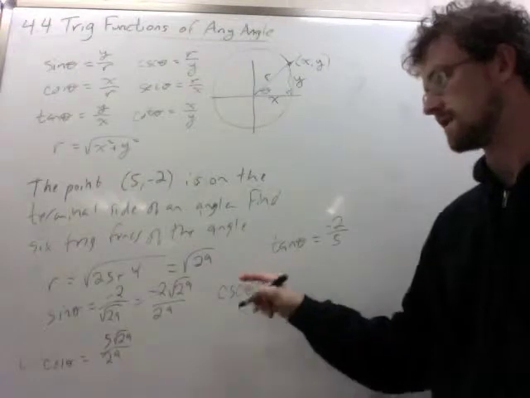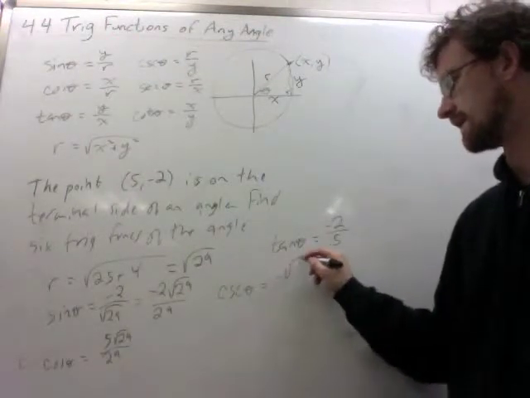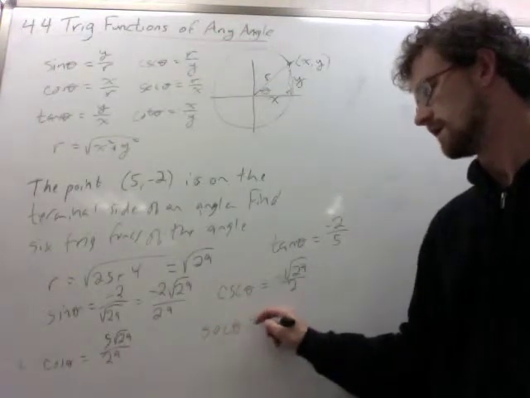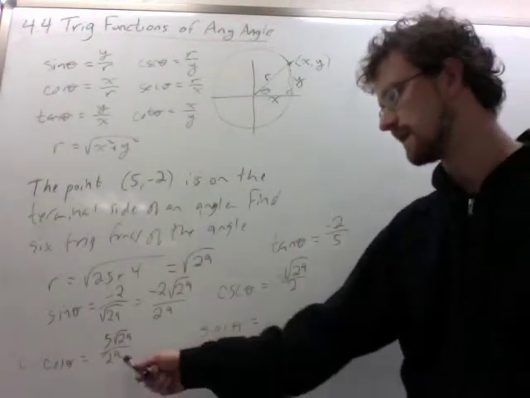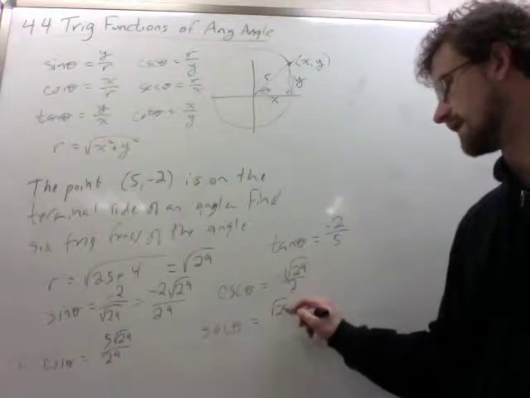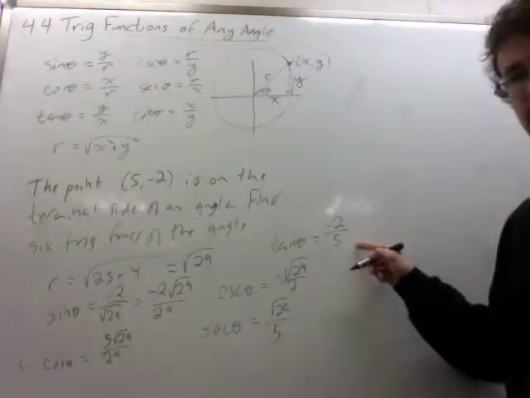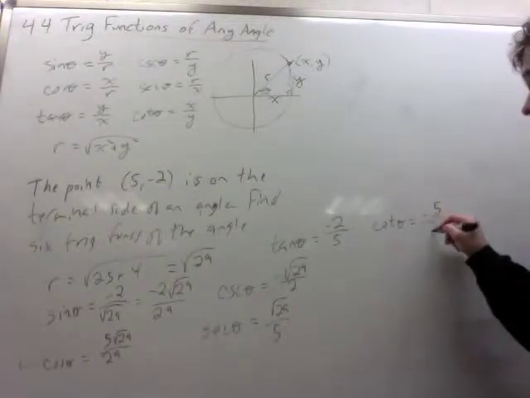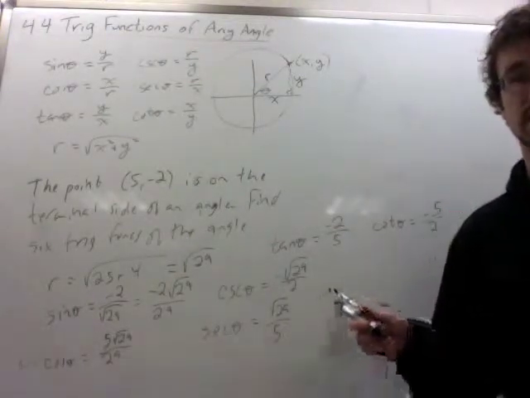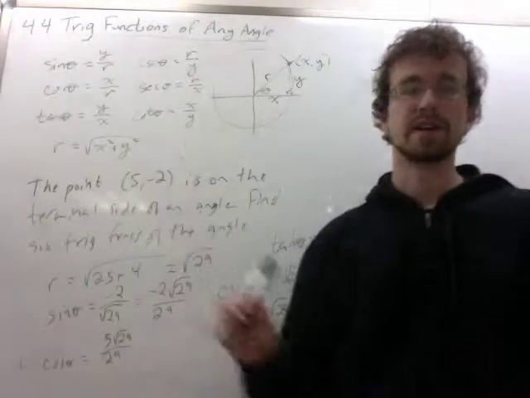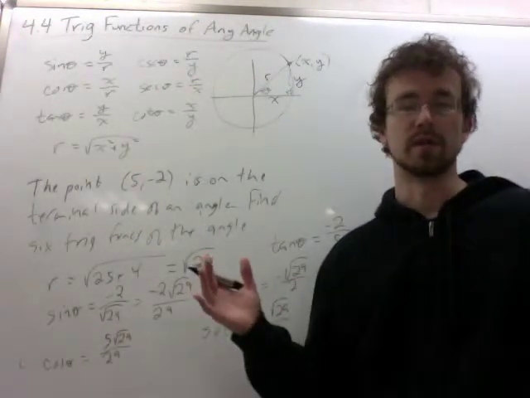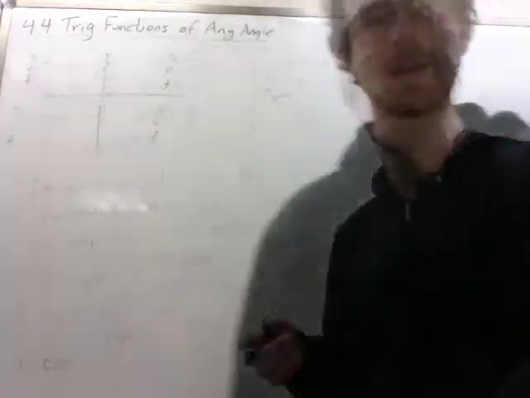Cosecant is the reciprocal of sine, it's minus root 29 over 2. Secant is the reciprocal of cosine, it's root 29 over 5. And cotangent is minus 5 over 2. So using these definitions, we can then find trig functions of an angle that pass through any given point, whether that point's on the unit circle or not.